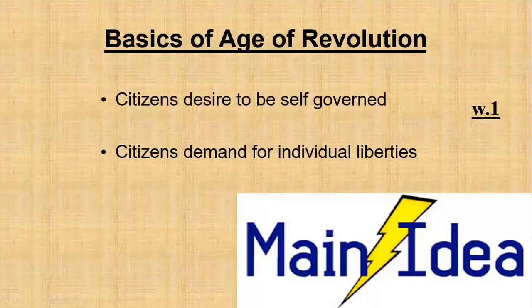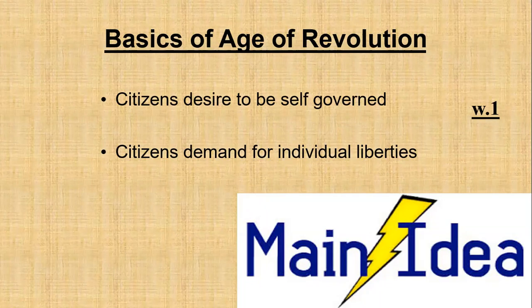Okay, the basics of the age of revolution. This is a main idea. You need to write this down. The 2 driving forces behind the age of revolution are, A, the citizens' desire to be self-governed. We want to govern ourselves as opposed to having a king govern us. And secondly, the citizens' demand for individual liberties. That's individual rights, like the right to bear arms, the right to free speech, the right to a free press. So the 2 basics of the age of revolution: desire to be self-governed, and citizens' demand for individual liberties.